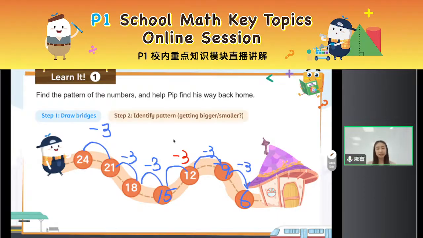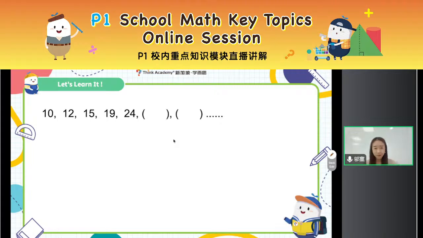If your number pattern is getting bigger, or it's getting smaller, smaller, smaller. Okay, and after that, you can find the common difference until you can make the whole pattern correct. Okay, this is very simple. And let's try the next one together.